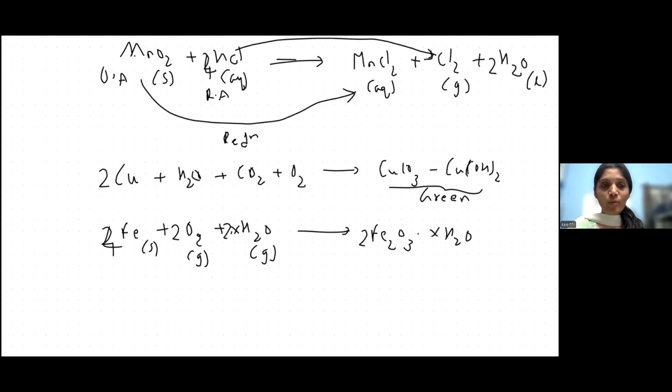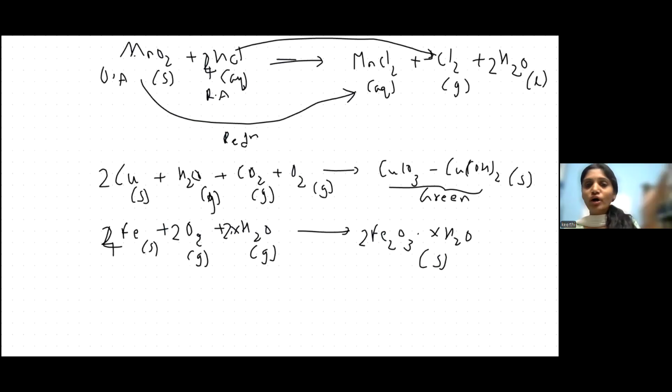If you go here, copper is in solid form, water is in liquid, or you can take it as gas because it is water vapor. CO2 is in gaseous form, and this also is in gaseous form, and this is in which form? Solid form. Clear? I hope you got it. This is corrosion of copper reaction, and this is rusting of iron reaction.